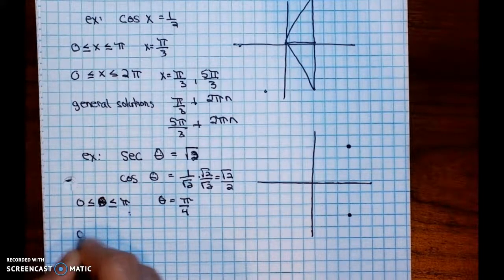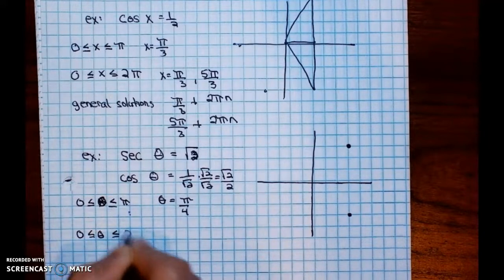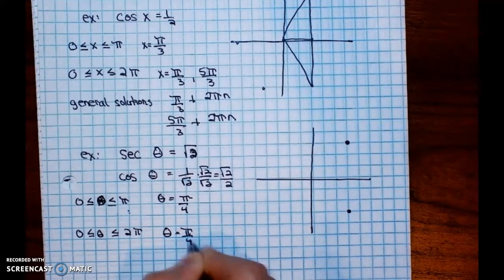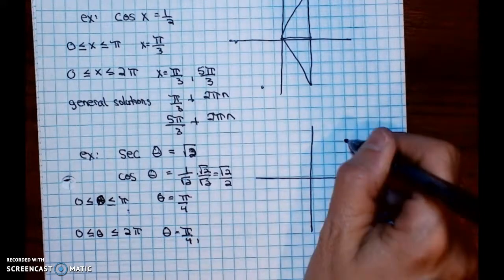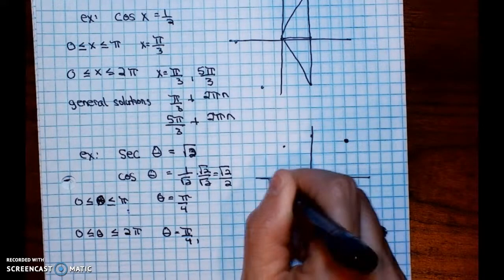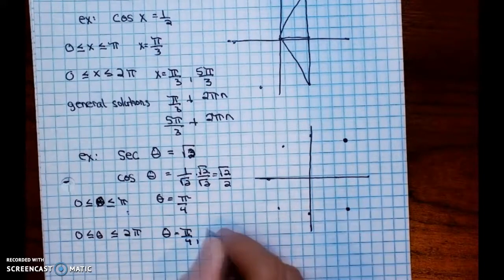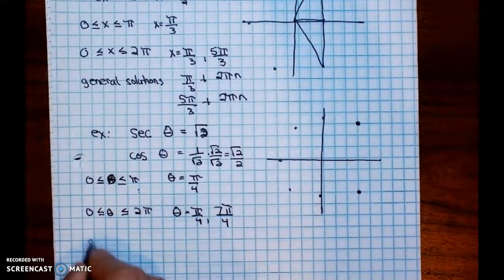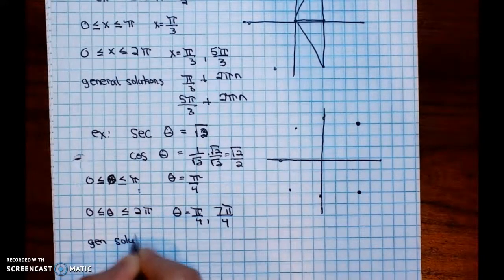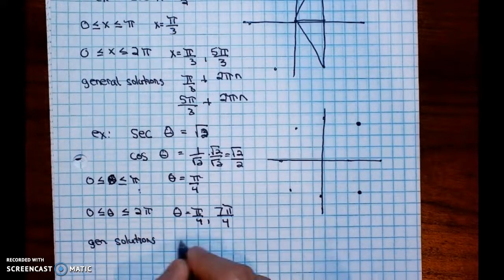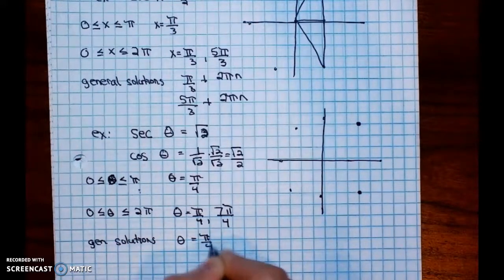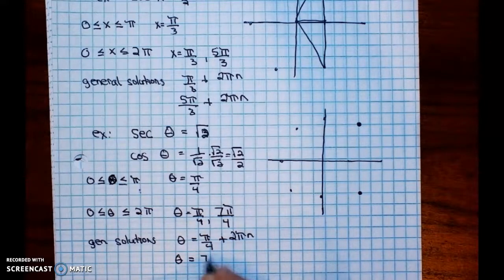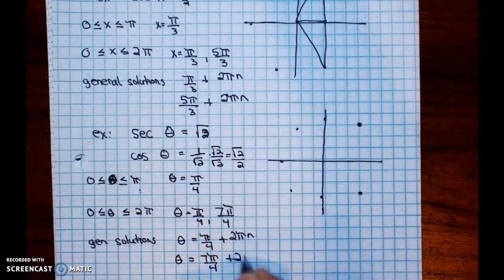If I was allowed to go between 0 and 2 pi, again, I've got two solutions. I have pi over 4, or this one down here. Again, if I wanted to count 1/4, 2/4, 3/4, 4/4, 5, 6, and 7. And finally, if I wanted to do those general solutions, similar to what we did above, we would have theta equals pi over 4 plus 2 pi n, or theta equals 7 pi over 4 plus 2 pi n.